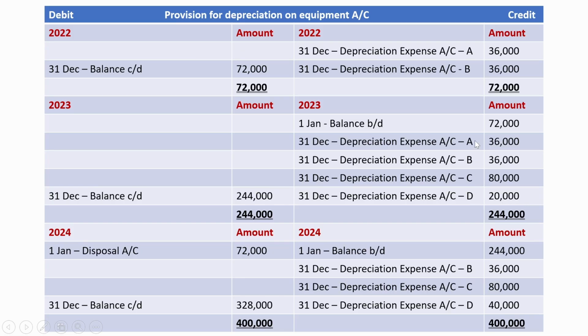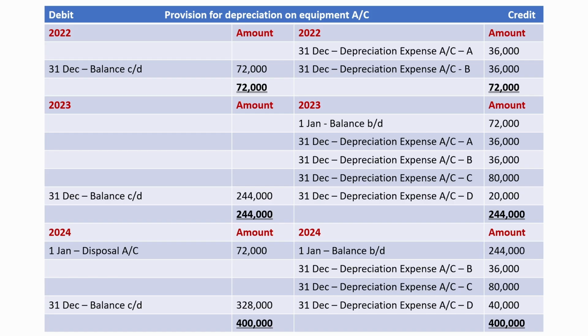So we have provided depreciation for each asset the company had in this year. At the end of the year, because there is no disposal, we are going to calculate balance carried down, which is 244,000, which is the total for all these figures from balance brought down to all this depreciation expenses. So let us go to the next year, 2024.